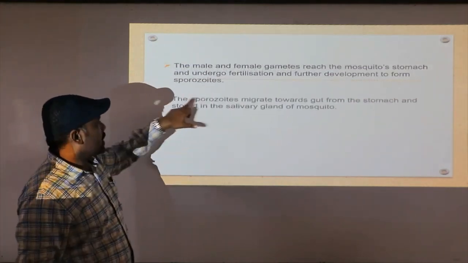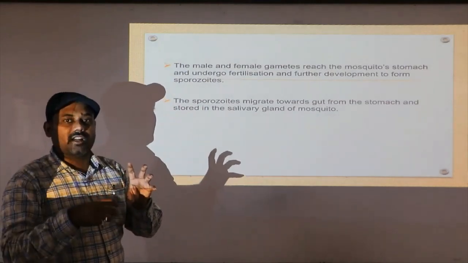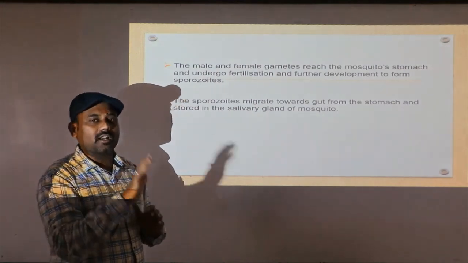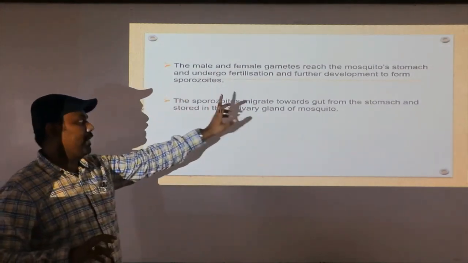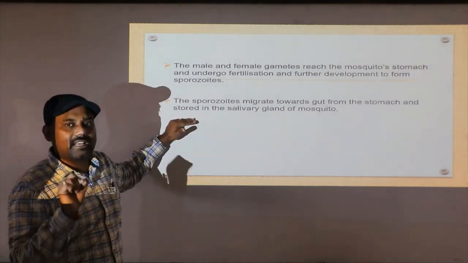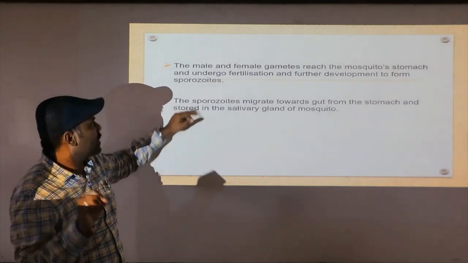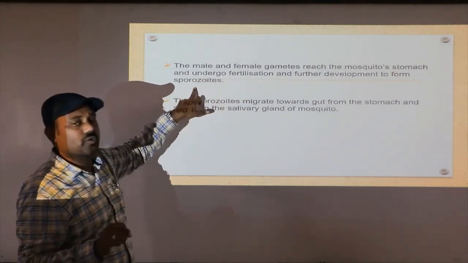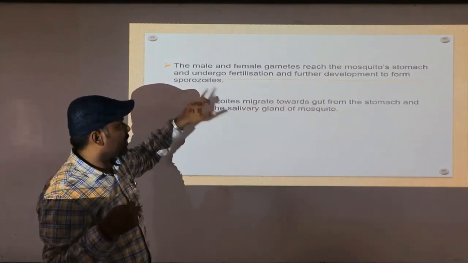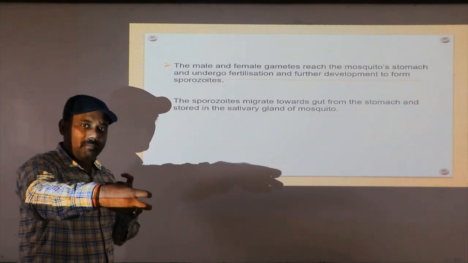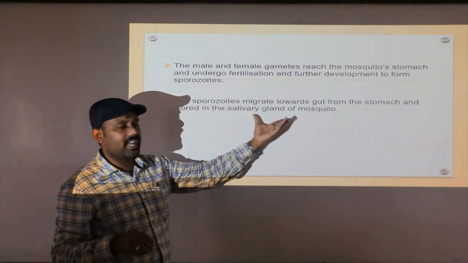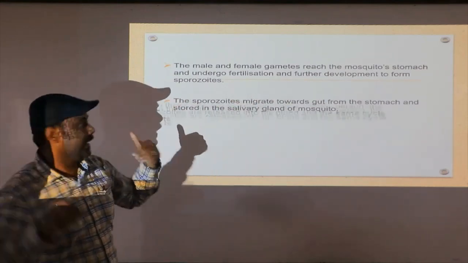Next, the sporozoites which are formed within the mosquito's stomach start migrating from the stomach to the gut of the mosquito. That is, the sporozoites migrate towards the gut from the stomach and are stored in the salivary gland of the mosquito. Very important one. See, the fertilization happens and the sporozoites are formed within the mosquito stomach. But after formation of sporozoites, they start migrating from the mosquito stomach to the gut of the mosquito and are stored in the salivary gland of the mosquito.